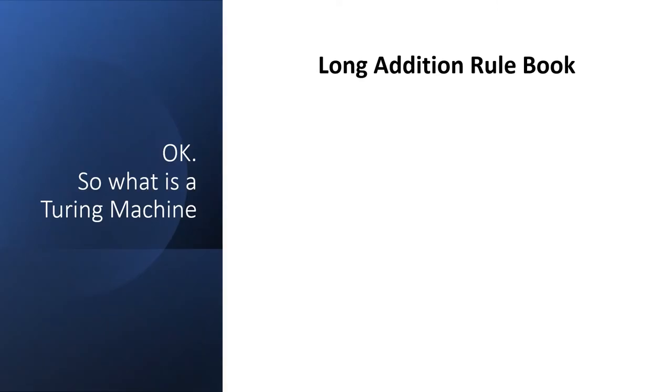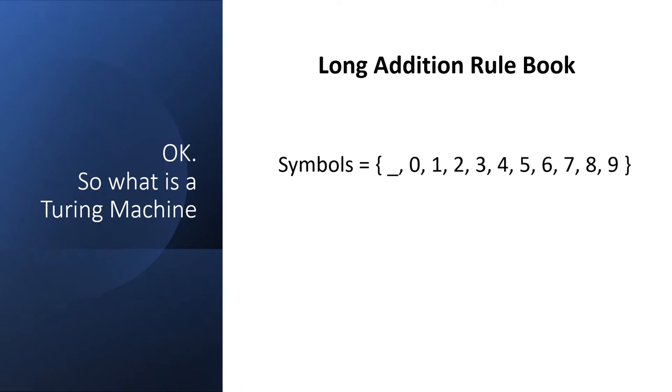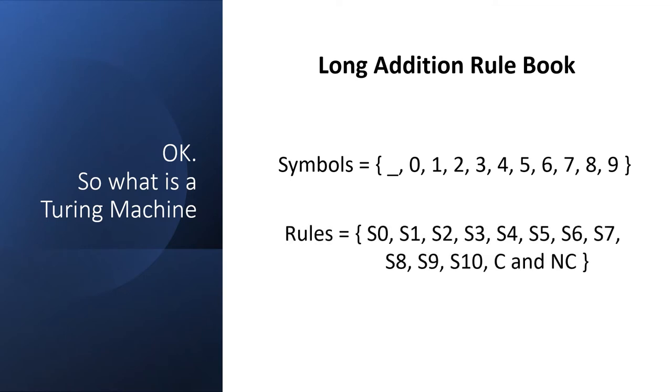Now let's make the rulebook for long addition. And I'm going to use this unusual form where I erase the two original numbers as I go along and write down the result. I need 11 symbols for the rulebook, which is just the normal Arabic numerals and an underscore for blank. And I need 13 rules. Two are for carry and non-carry, which tells me if there's a carry after adding a pair of digits. If there is a carry, then I need to add one to the first digit of the next pair. Otherwise, I add zero.